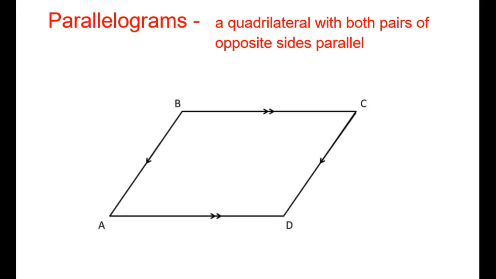First, we need to discuss what a parallelogram is. It's a quadrilateral, a four-sided polygon with both pairs of opposite sides parallel. So looking at the picture, we see AB is parallel to CD and BC is parallel to AD. So two pairs of opposite sides parallel. If it's a quadrilateral with those conditions, then it is a parallelogram.